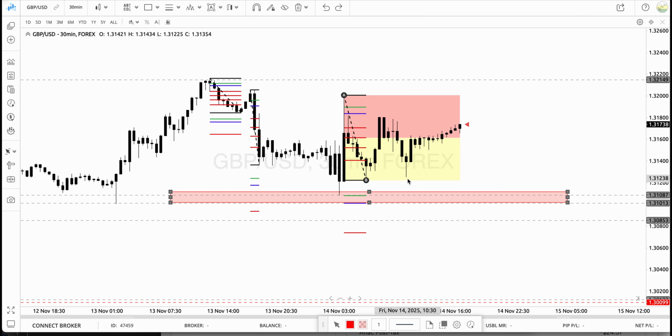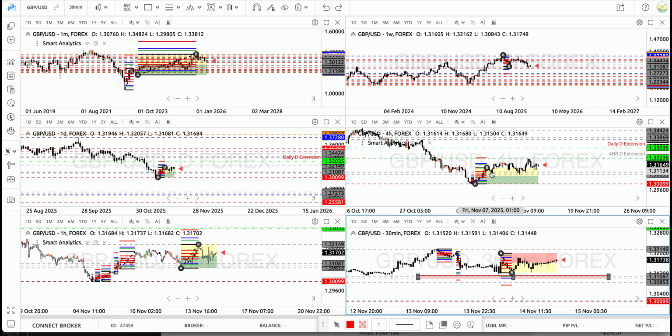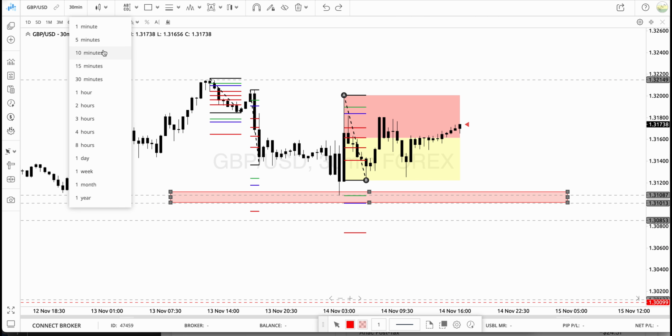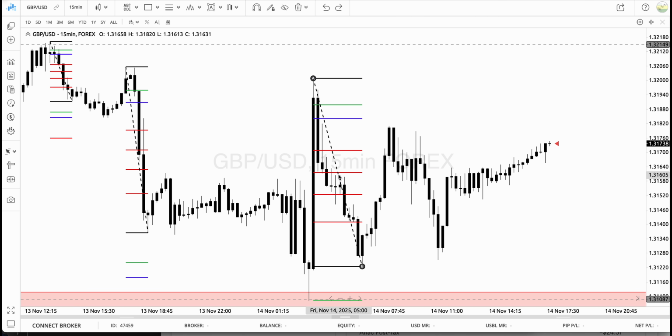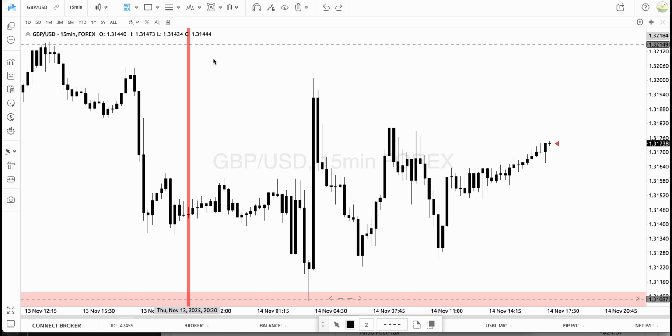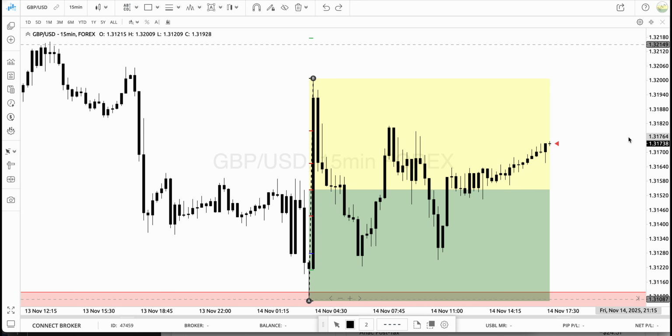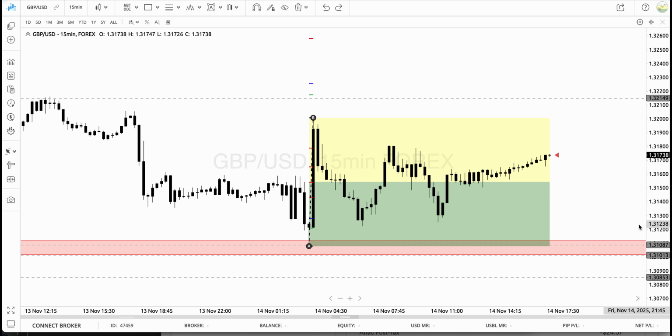I am going to go down to the 15-minute. I will measure from my low to see if this is complete. And then it looks like we're going to, I've got to do it on this chart. Let's see. That's the 15.